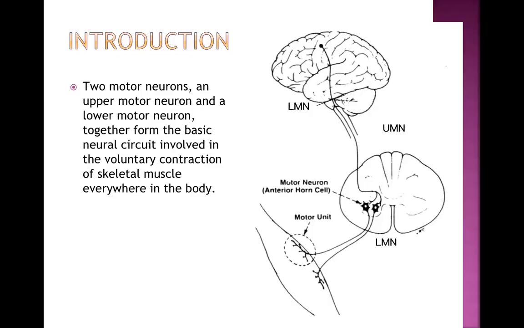Fine. Now, what do you mean by upper motor neuron and lower motor neuron? Now, look at this picture very carefully. This is the brain, this is our brain, and here is the spinal cord. This is the cross section of spinal cord. From the brain, one neuron is coming. Okay, one neuron is coming, right?